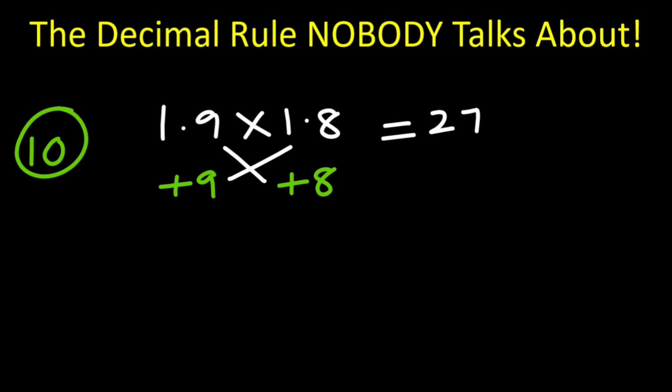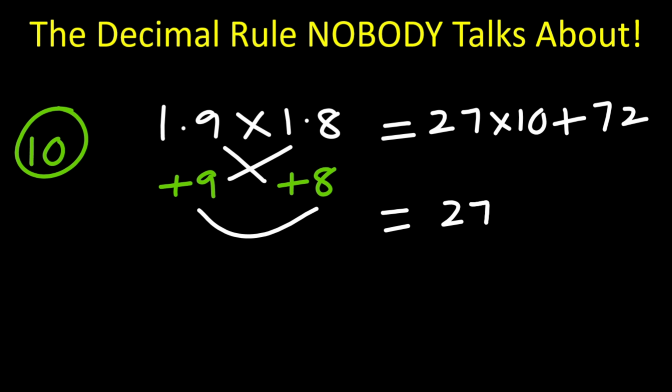Now we multiply 27 by the reference number. Here the reference number is 10. So you multiply 27 by 10. And now that should be added to 9 times 8, plus 9 times plus 8. That's going to be 72. Now we simplify this. So 27 times 10 is 270, plus 72. When we add this together, you get 342.